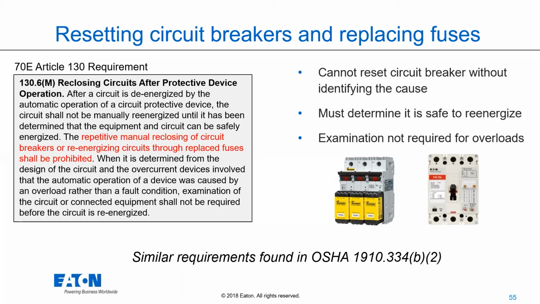Part of me, hey, I make more money the more fuses you buy. If you re-energize with the fuses, you'll just have to buy more fuses. But with a breaker, it's a whole lot easier to just go in and reset. The repetitive manual reclosing of those circuit breakers or re-energizing the circuits is prohibited per 70E. There's a similar requirement in OSHA. So very, very important we know that, right?